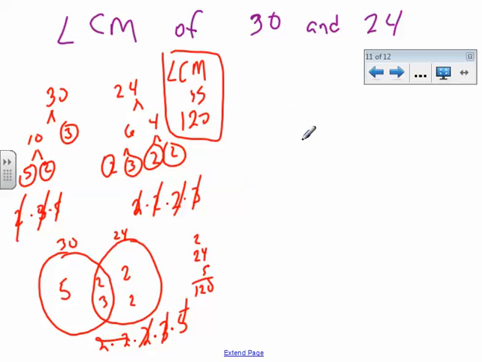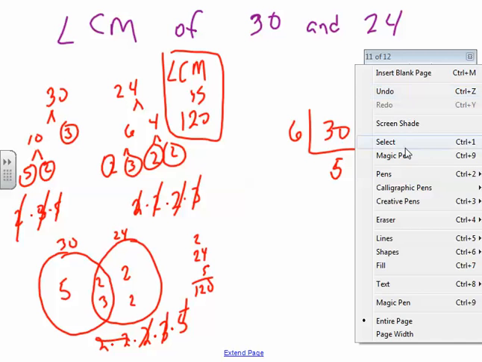Now let's try it if I use the birthday cake method. Let's see, I look at this. You know what? I think I can divide that by 6. I could have used 2. I could have used 3. Take your pick. It doesn't matter, as long as it will divide both numbers. 30 divided by 6 is 5. 24 divided by 6 is 4. You know what? Actually, I can't go any further. Nothing will divide 5 and 4 except for 1.